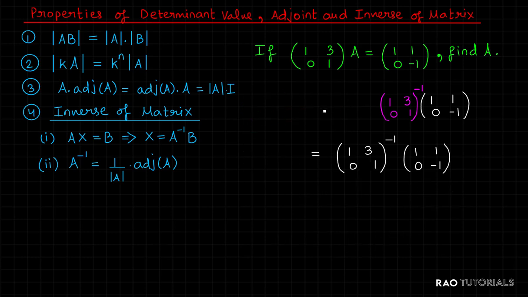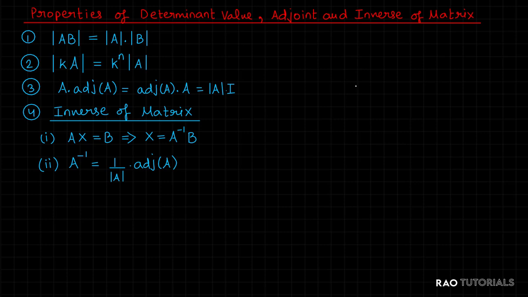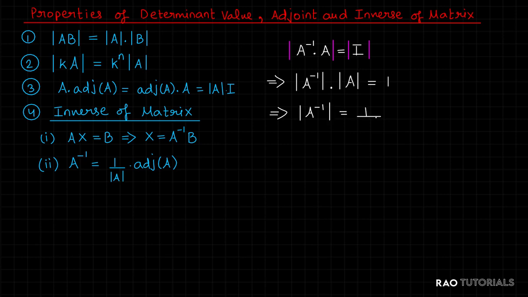There is one more interesting relation involving the inverse of matrix that I would like to discuss. From the definition of inverse matrix, we have A inverse A equals identity. Since the matrices on both sides are equal, their determinant values must also be equal. Now using our first relation, we have determinant of A inverse A as determinant of A inverse into determinant of A, and the determinant value of identity matrix is 1. So we have this result, determinant of A inverse equals 1 by determinant A.